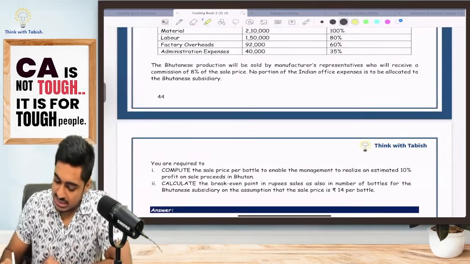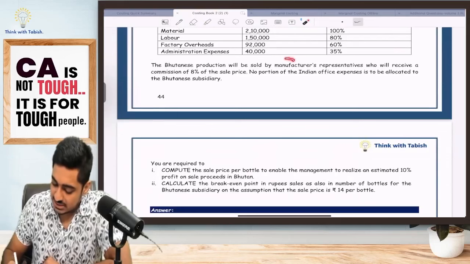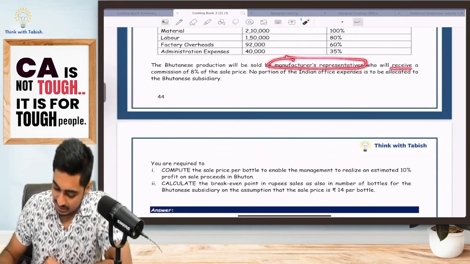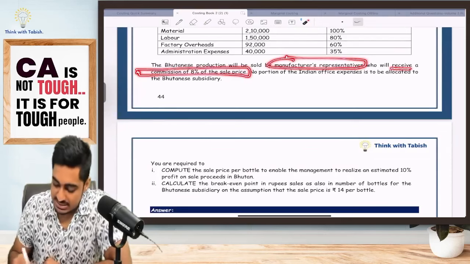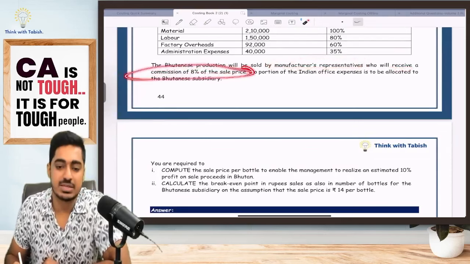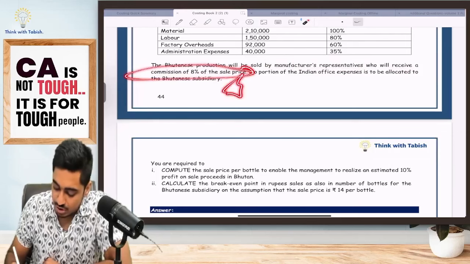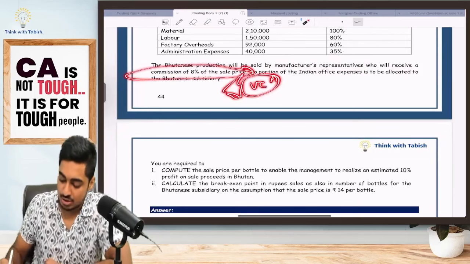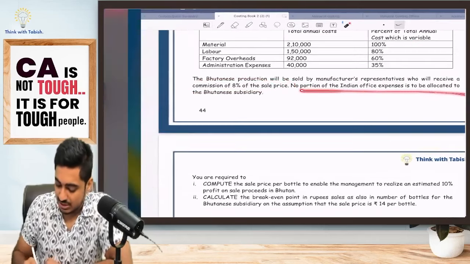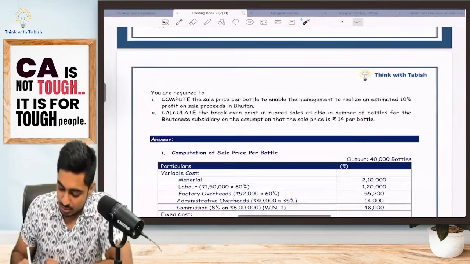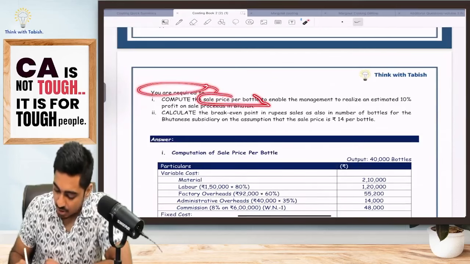The Bhutanese production will be sold by a manufacturer's representative who will receive a commission of 8% of sale price. That means this commission that I am going to pay, 8%, is also going to be a variable cost only, but it is not shown here. Okay, fine. No portion of Indian office expenses to be allocated. Okay, great. You are required to calculate the selling price per bottle.